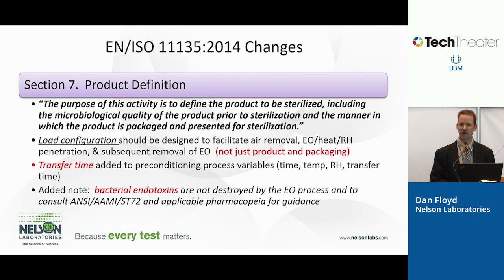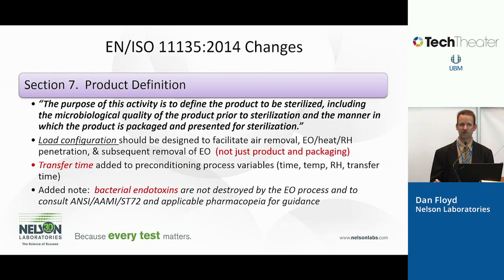Then section 7 is the product definition. This is where you're looking at your product, you're describing it, you're looking at the microbiological quality, things like the bioburden on the product, the ability of whether it can be cleaned. These are all things that are in this section.